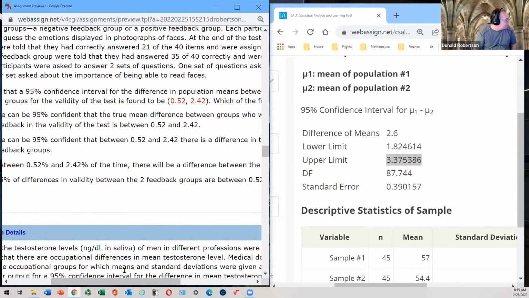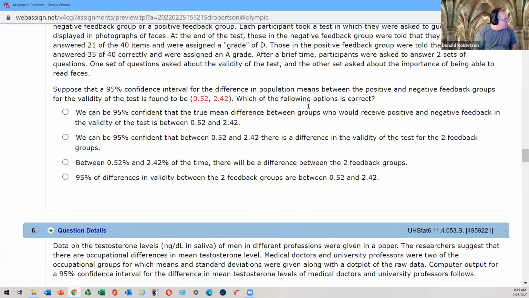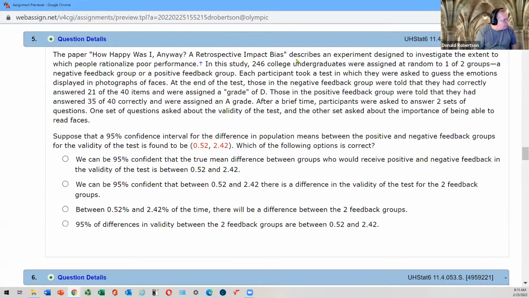In this question, there is no Salt because actually it's a whole load of reading, and it comes to this part here. Suppose a 95% confidence interval for the difference in the population means from positive and negative feedback groups was found to be somewhere between 0.52 and 2.42.